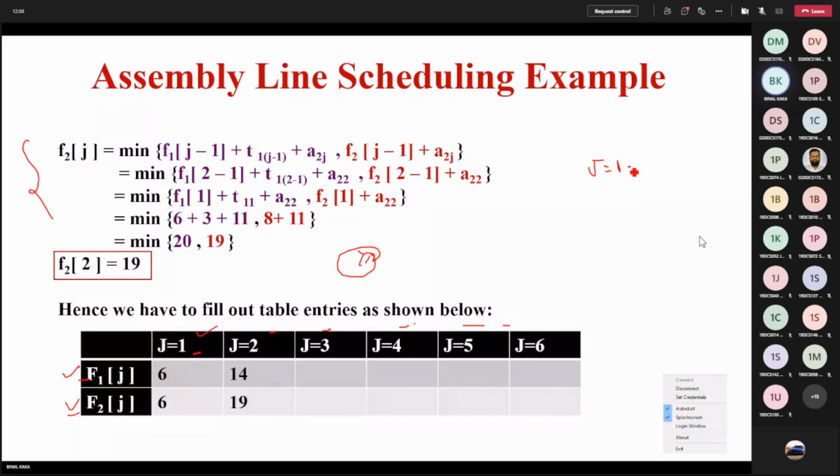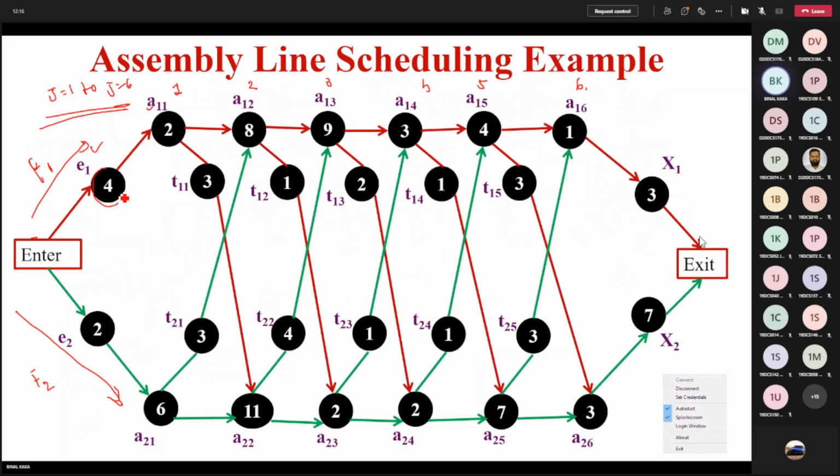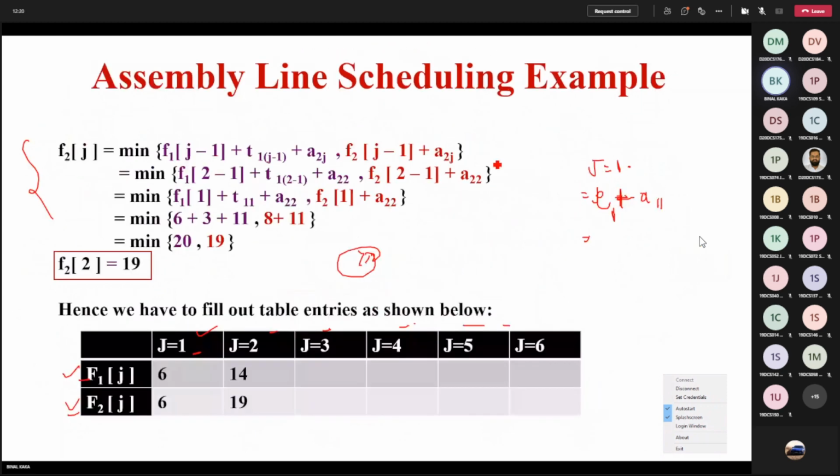So for j equal to 1, what do I have to put? f1(1) is equal to e1 plus a11. Let's check the values. What is e1? e1 is this, 4. What is a11? It is 2. So here it is 4 plus 2, which is 6. Understand or not, students?